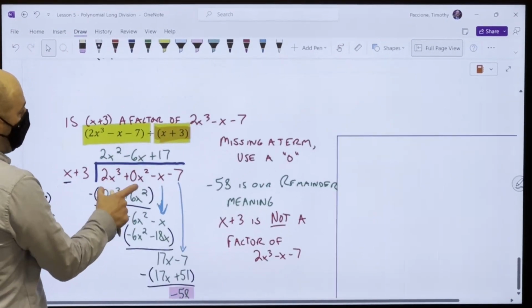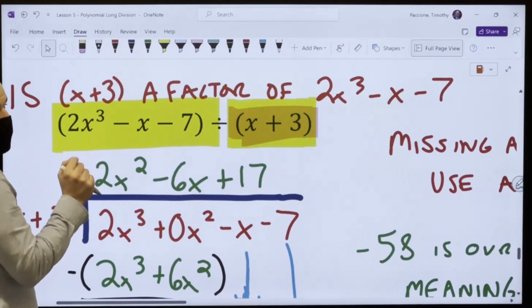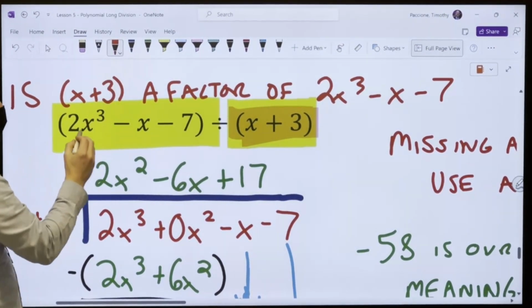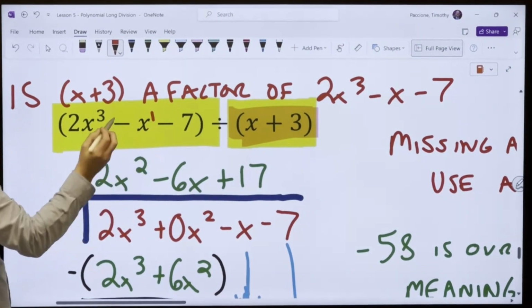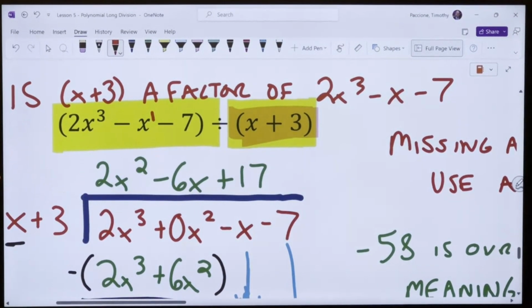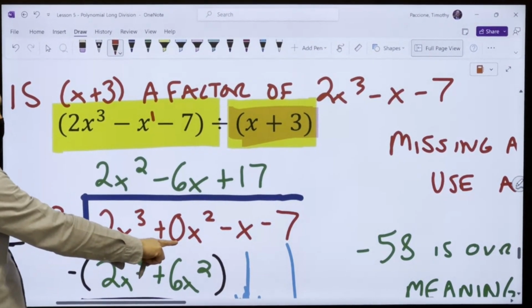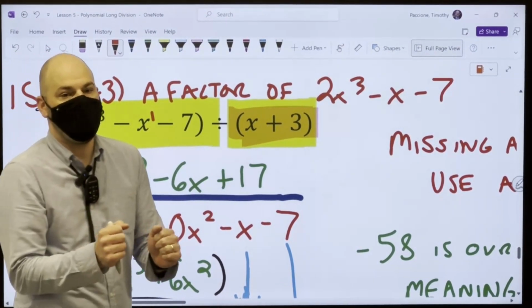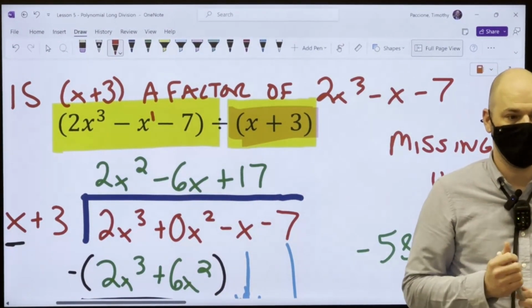The other thing I want you to notice here, if you're looking at this problem, this is super key. You will get the wrong answer if you don't do this. Looking at this problem, it's 2x to the third. Then it goes x to the 1. What did it skip? X squared. So what did I do? I put 0x squared in there. If you skip anything in the middle, you have to put a placeholder in or your long division won't work. It has to go 3, 2, 1.